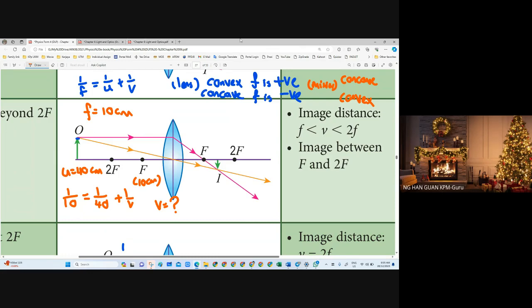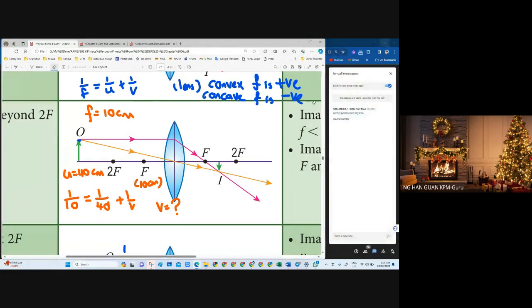Please do the calculation now. Tell me how much the V is for the lens here. Anyone, please tell me. The faster you tell me, the faster we can end the class. Basically, we come to the ending parts already.